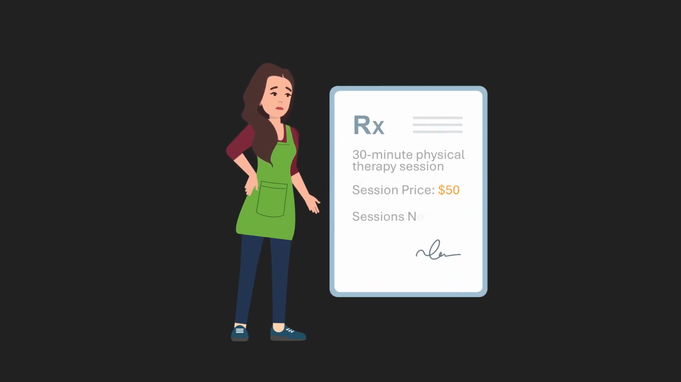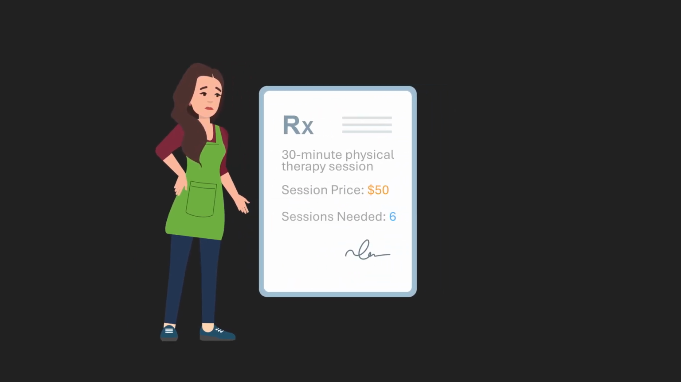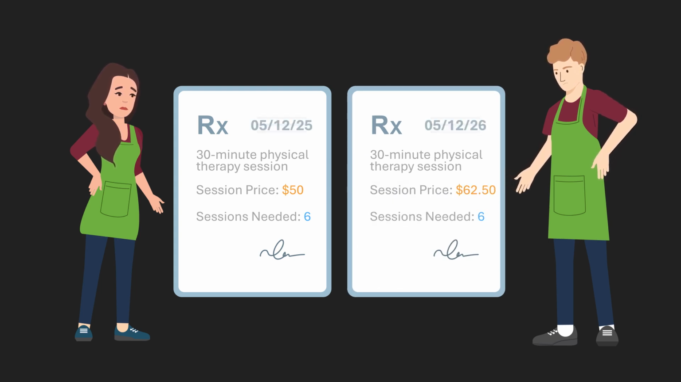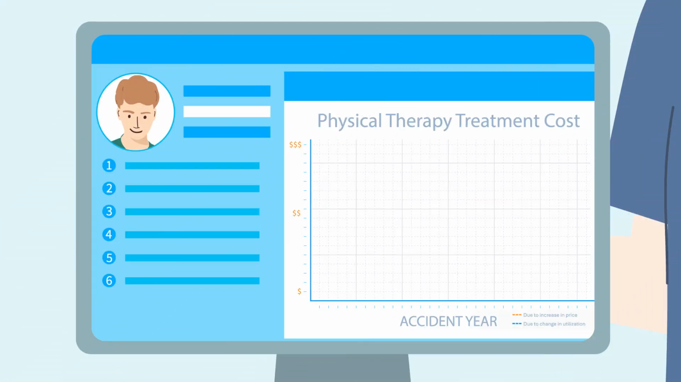Recall our injured worker from earlier. Now, let's imagine a second worker injured their back 1 year later, but his cost for medical treatment is 25% higher. If the increase in his medical cost is due to higher prices for treatments, we can expect that prices for any future treatments will remain higher. Once prices go up, they tend not to go back down.